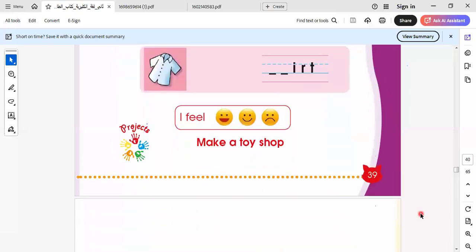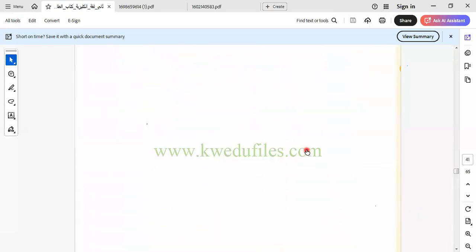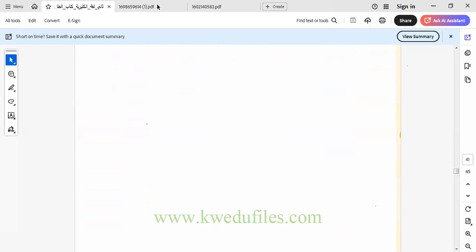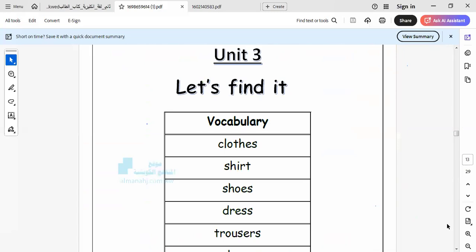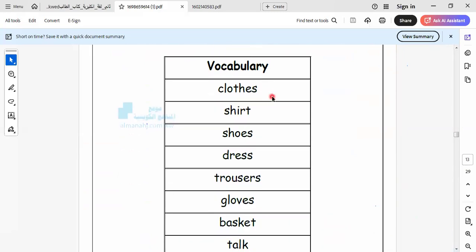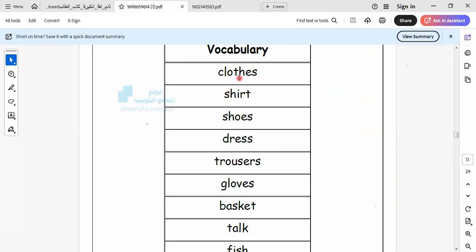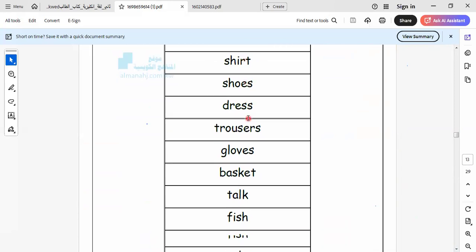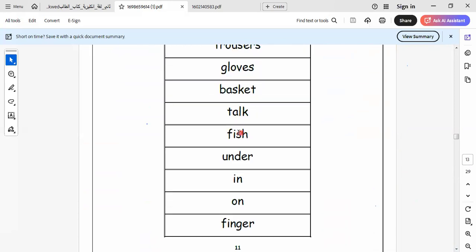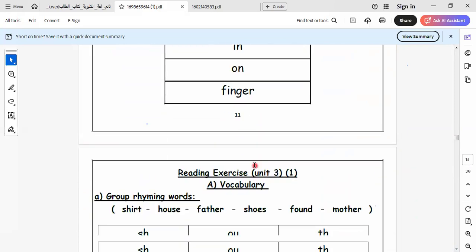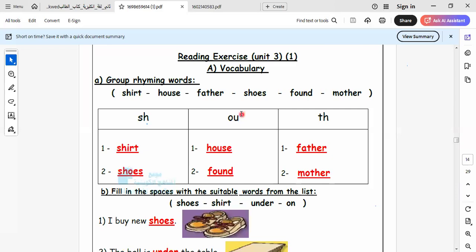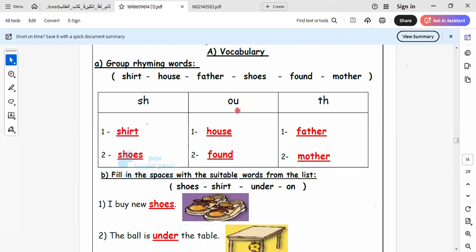Let's go to another item here in this unit, make a toy shop. Let's revise together what we took in this unit, from the booklet. Here in this unit, we learned some vocab. Let's remind ourselves of it. Here we have clothes, shirt, shoes, dress, trousers, gloves, basket, toque, fish, under, in, on, finger. Here we have the words that start with SH. Words with OU, TH. This is the pronunciation. Here we have shirt and shoes, house and found, father and mother.